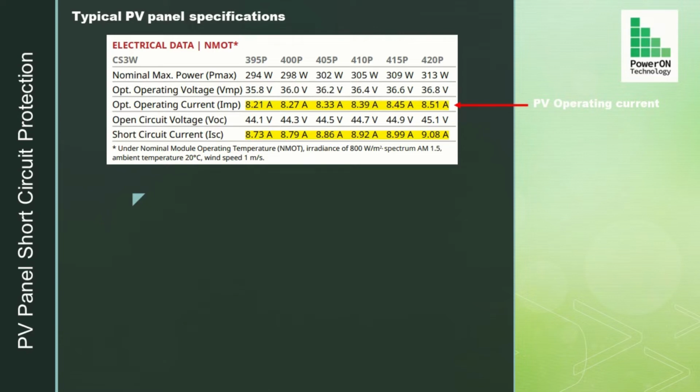The first highlighted line in the table shows the PV panel operating current. This is the current that the PV panel would normally supply. This current remains the same when a number of these panels are connected in series to form a PV string of panels.